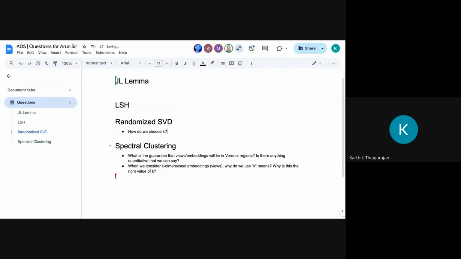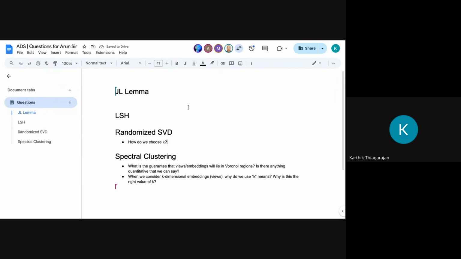I'll give sharing permissions to everyone. Can you edit, by the way? No? Anyone in the group can edit. So this is spectral clustering, randomized SVD. We had some questions in spectral clustering. For randomized SVD, you can ask, how do we choose K? Maybe we can add it now itself. You can add other questions.